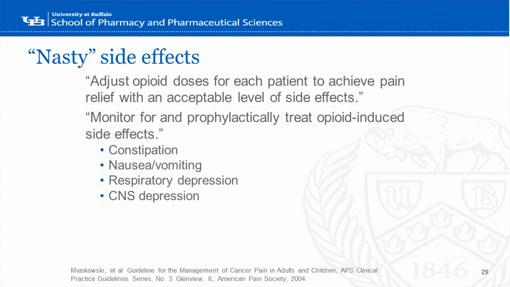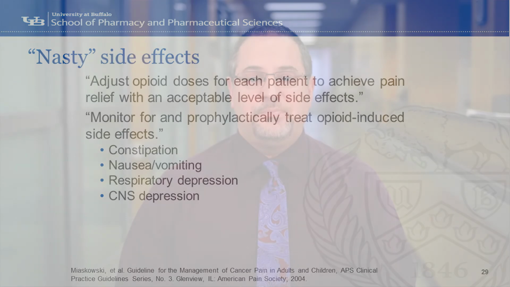We've talked before about some of their side effects, and I note them as nasty, and it's important to adjust opioid doses for each patient to achieve the pain relief with an acceptable level of side effects, and monitor them both for the appearance of them and prophylactically treat opioid-induced side effects. Constipation is one that we know occurs in most patients and should be prophylactically treated. Nausea and vomiting occurs in a high percentage of patients, and often we will put antiemetics on board as soon as we start opioids, and just monitoring for respiratory depression and CNS depression.